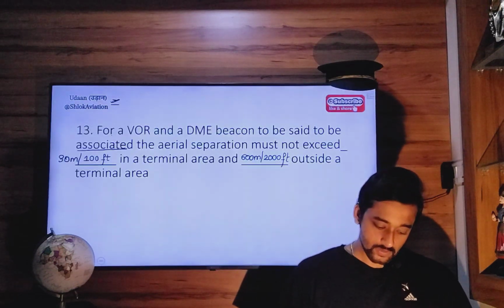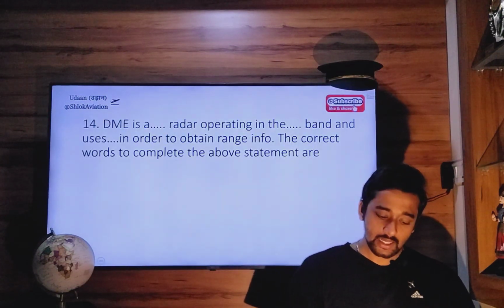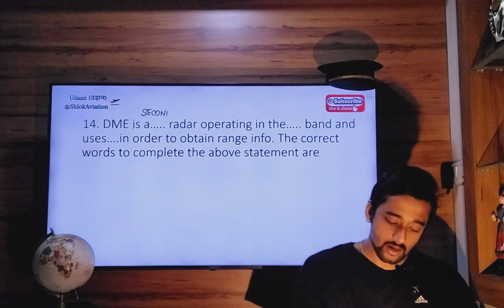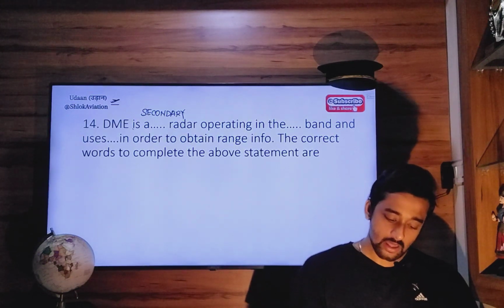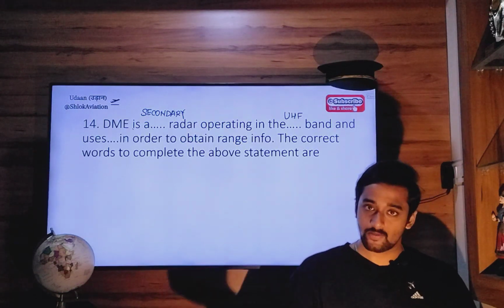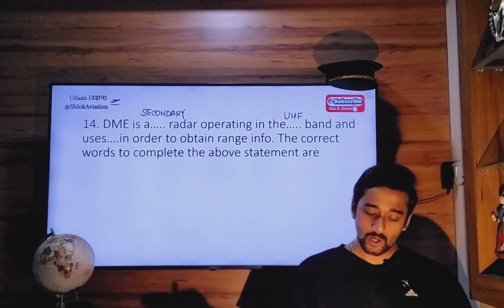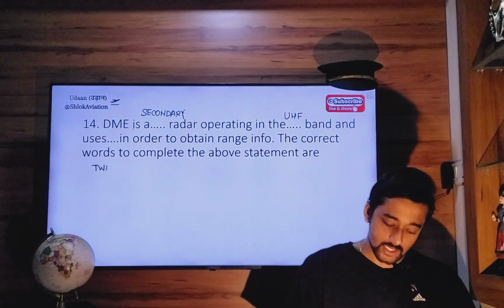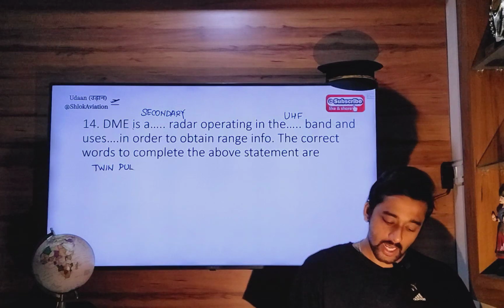Okay, next. DME is a secondary radar. Always remember, DME is a secondary radar operating in the UHF band. It operates in the ultra high frequency band and uses twin pulses in order to obtain range information.